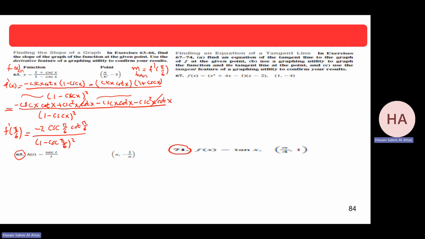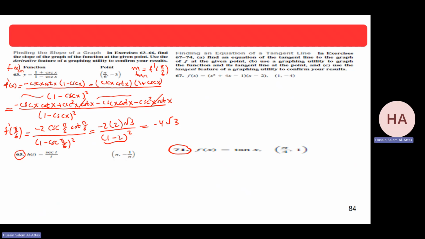Okay, that will give us what? Cosecant pi over 6 is 2. Sine pi over 6 is half. Cotan pi over 6, which is cosine pi over 6 over sine pi over 6, which is square root of 3 over 2 over half, that will be square root of 3, over 1 minus 2 square. This will be minus 4 square root of 3, because the denominator is 1 minus 4, which is minus 3.